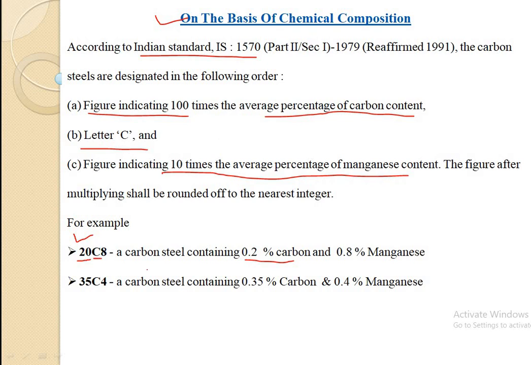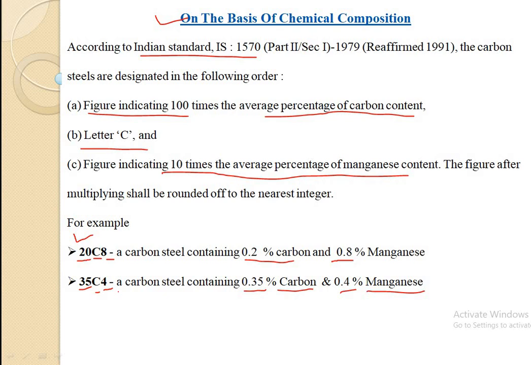It is followed by the letter C, and after C this number indicates 10 times the average percentage of manganese. Keep in mind, it always indicates the percentage of manganese. That means we have to divide this 8 by 10. We get 0.8 percent of manganese. Again see this example, 35C4. Divide this 35 by 100. We get 0.35. This C stands for carbon. Divide this 4 by 10, 0.4. This number stands for manganese.